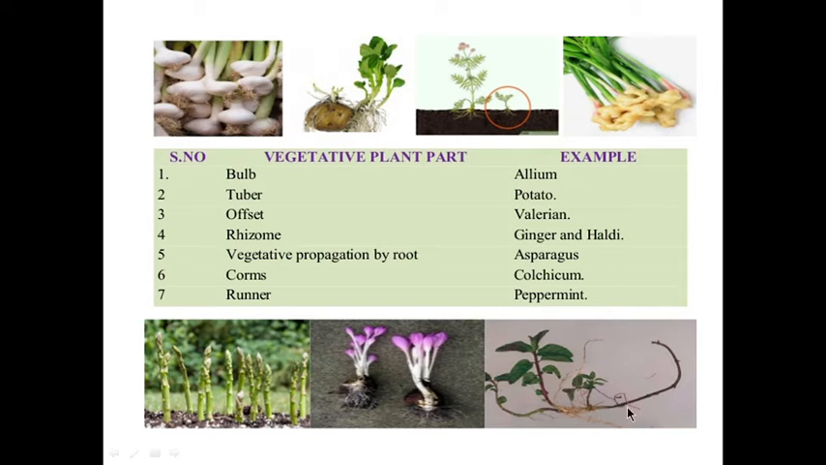And when you take out that part with the rootlet and place it in another soil, then again there will be formation of a new plant. Such type of regeneration is known as regeneration by using runners.